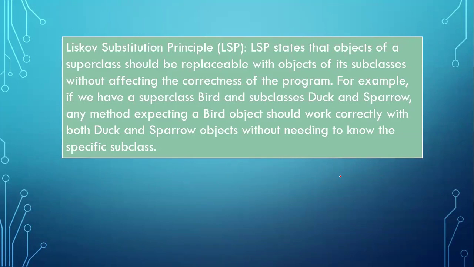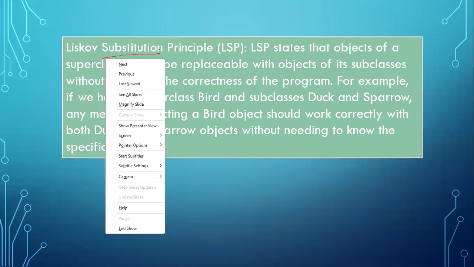with objects of its subclass without affecting the correctness of the program. For example, we have a superclass Bird and subclasses Duck and Sparrow. Any method expecting a Bird object should work correctly with the Duck object and the Sparrow also. Easily I should be able to substitute. In this principle itself, he is saying substitution should be easy.